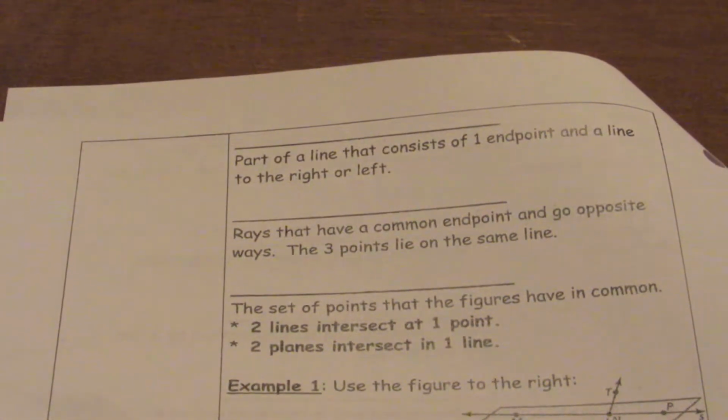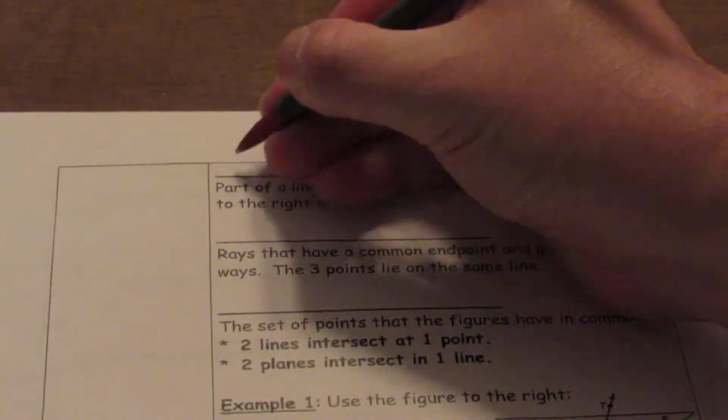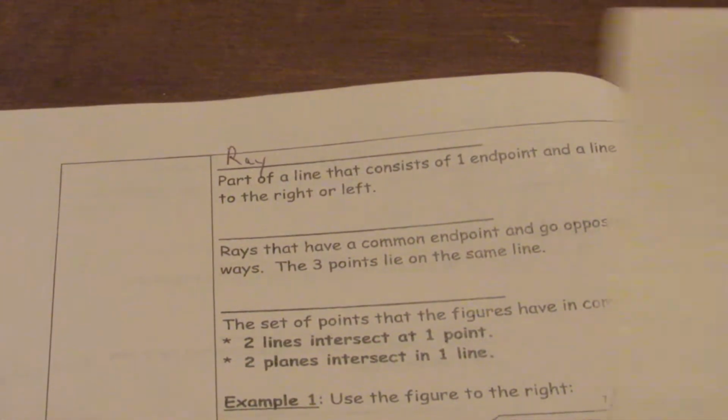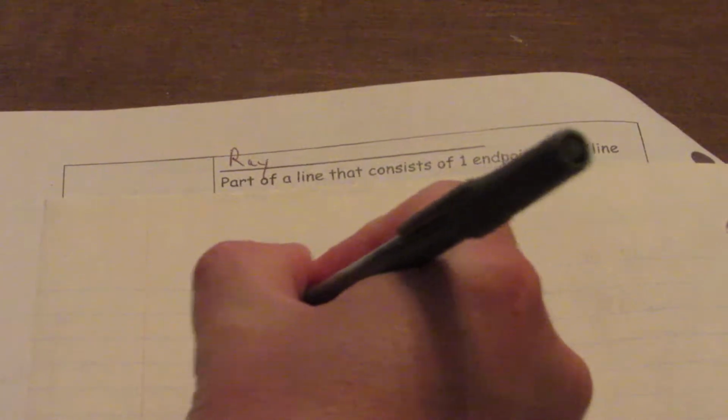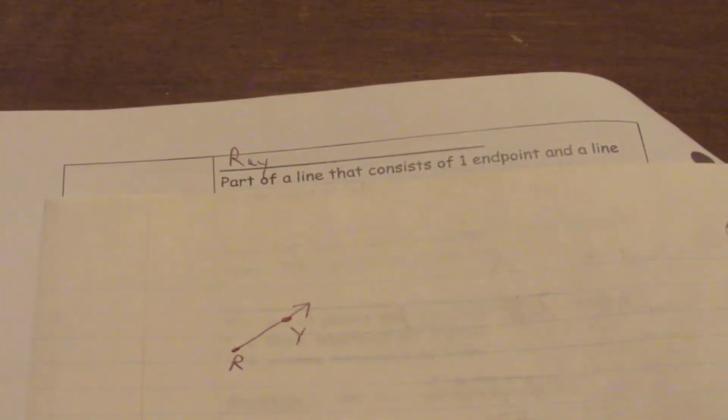Okay, so then flipping over, right, part of a line that consists of an endpoint and a line to the right or left is a ray. So the ray starts at one point, call this R, and goes forever in another direction. We'll call that Y. Okay.